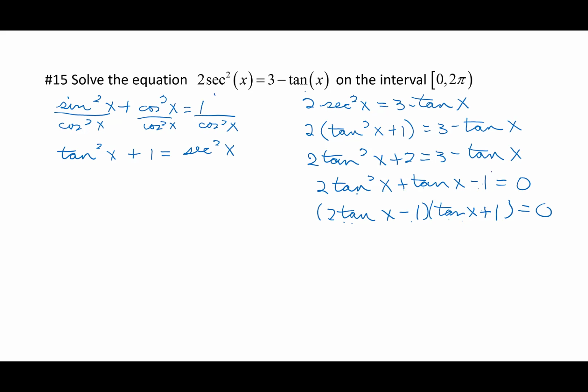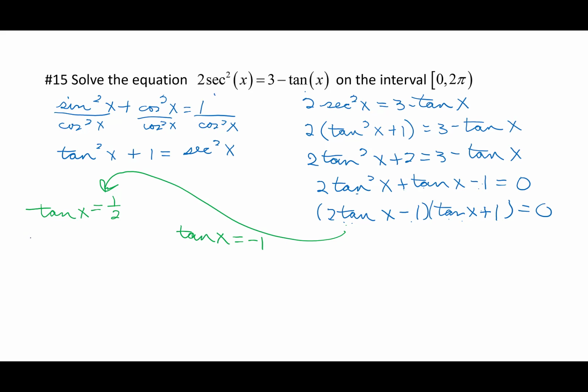Okay, so now setting each factor equal to 0. I'm going to change colors and bring this back over here. If we set each factor equal to 0, setting 2 tangent x minus 1 equal to 0 will result in tangent of x equals 1/2. Setting tangent x plus 1 equal to 0, we get tangent x equals -1.